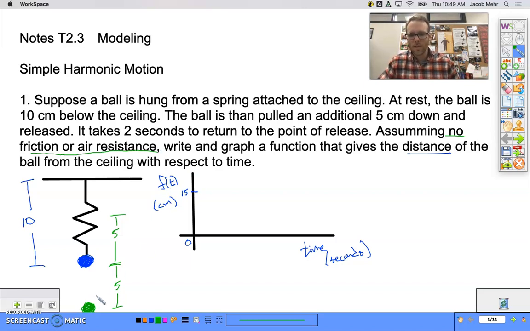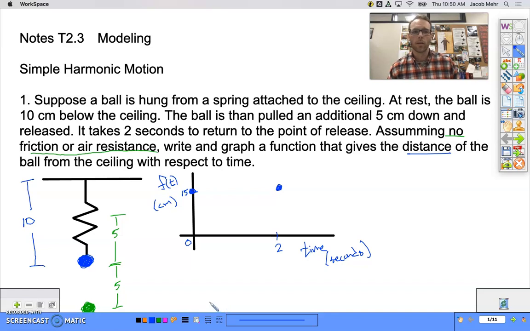All right, so it starts a total of 15 centimeters from the ceiling. Then what happens? What's the next thing we know? Well, we know that it's going to take 2 seconds to return to the point of release. That's going to be our period, isn't it? We'll put a 2 there, and we've got to be back at 15.